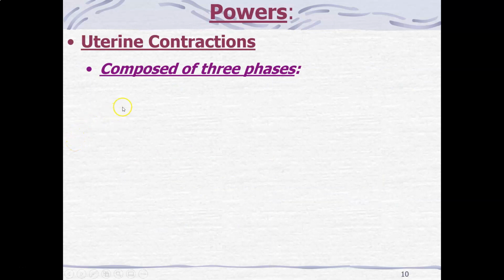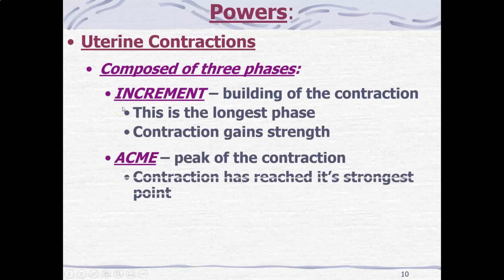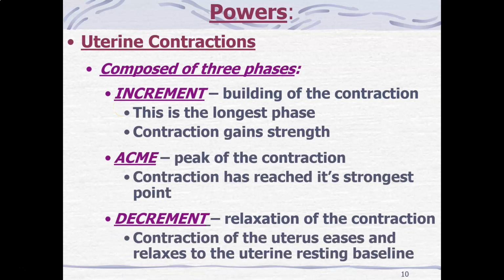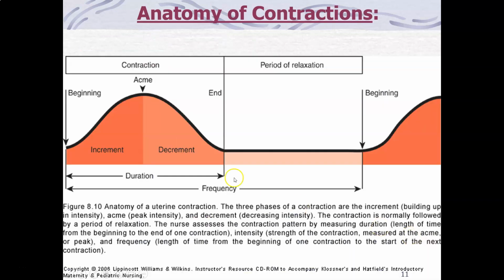Uterine contractions are composed of 3 phases. You have an increment, acme, and a decrement. So the increment is the building of the contraction. It is the longest phase where the contraction gains strength. And then you have the acme, which is the peak of the contraction. The contraction has reached its strongest point. And the decrement, which is the relaxation of the contraction. The contraction of the uterus eases and relaxes to the uterine resting baseline.